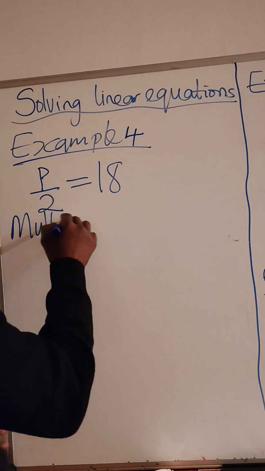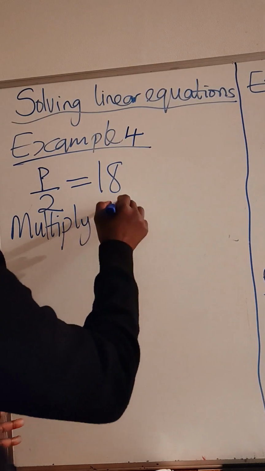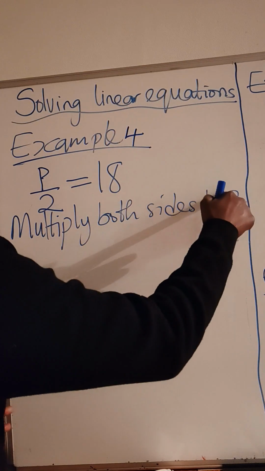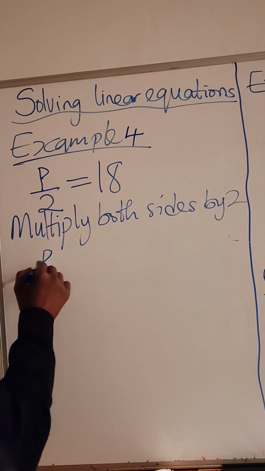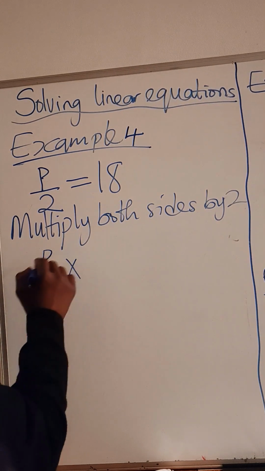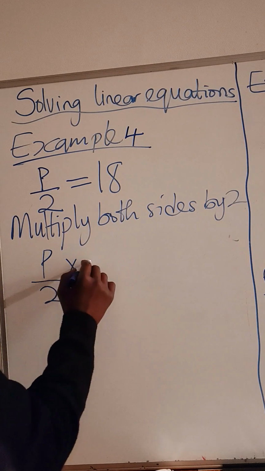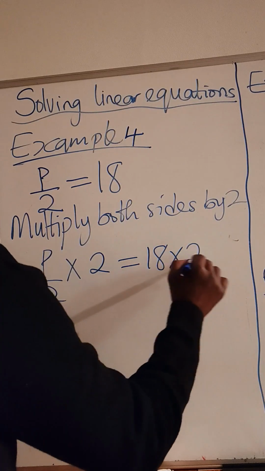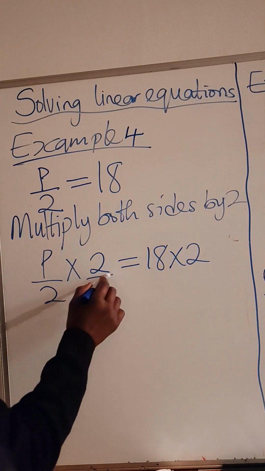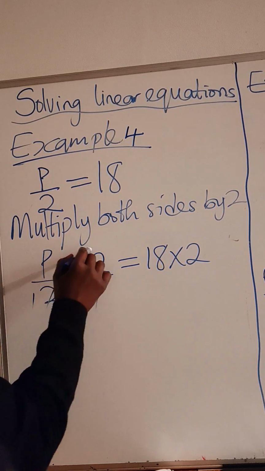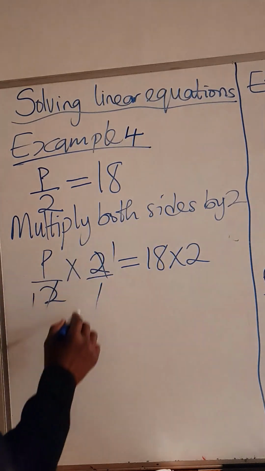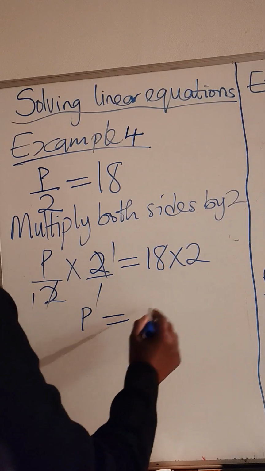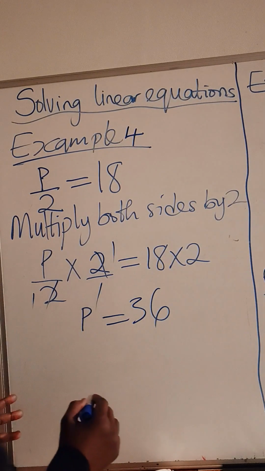Multiply both sides by 2. And we're going to get p divided by 2 multiplied by 2 is equal to 18 times 2. With this, 2 into 2 is 1, 2 into 2 is 1, and p divided by 1 is p. 18 times 2, we get 36.